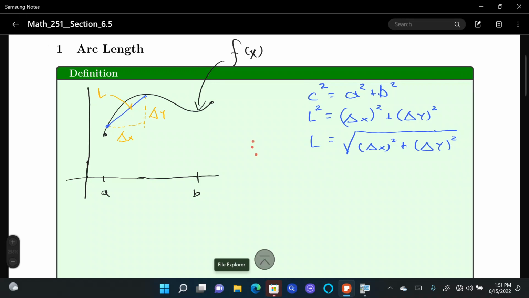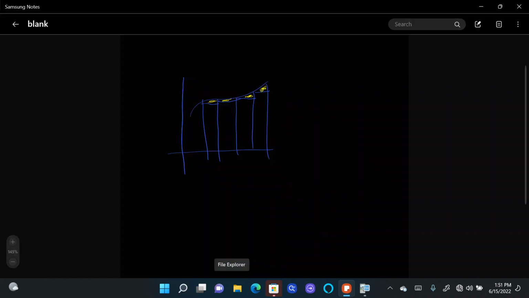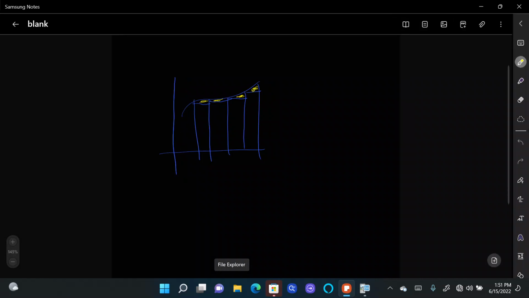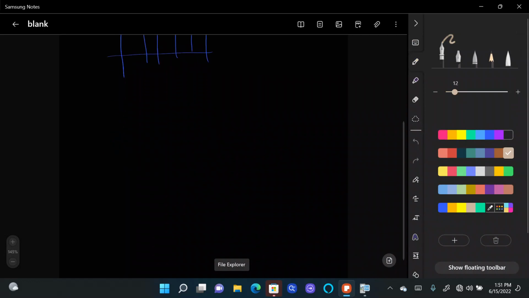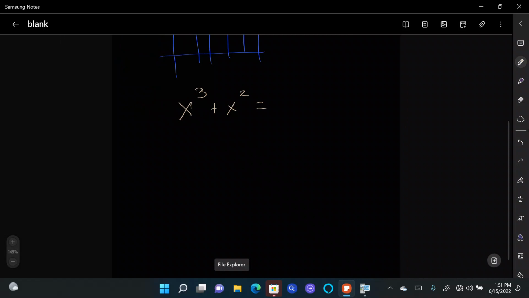Let me go back to a brighter color here. For example, x cubed plus x squared. Let's factor this binomial. How do we factor that binomial? Factor out the x squared, the GCF in this case, right? So x squared is the GCF, that's x plus 1.